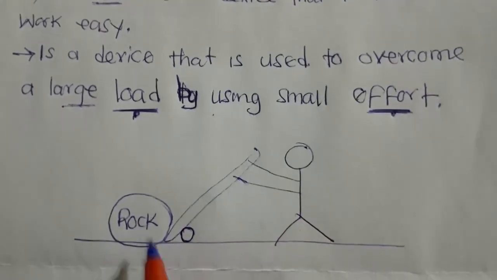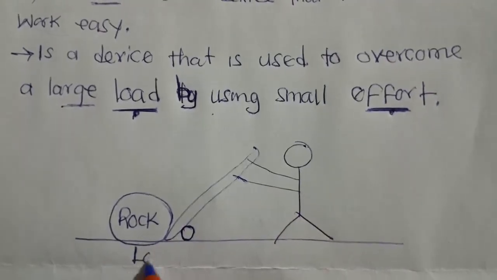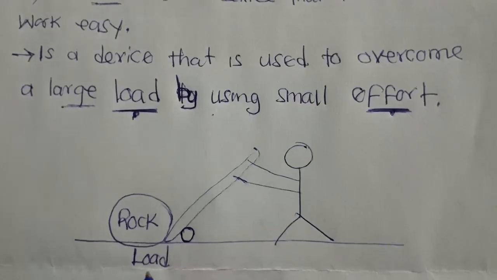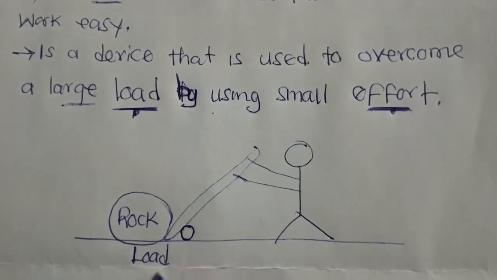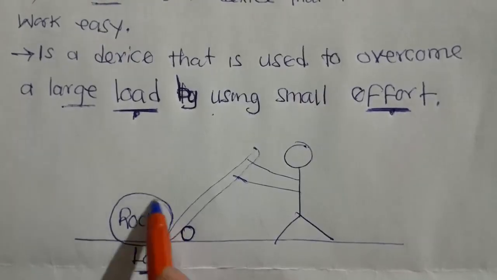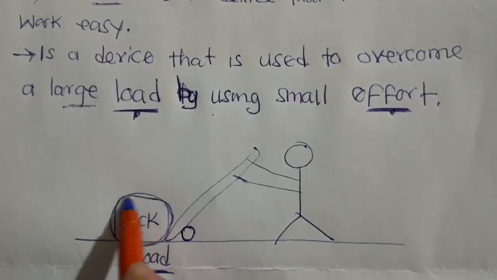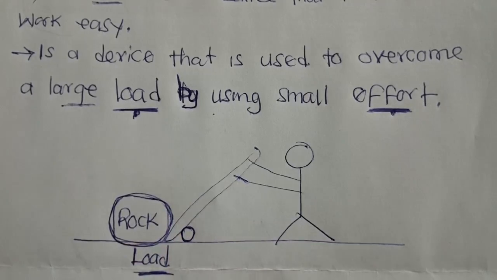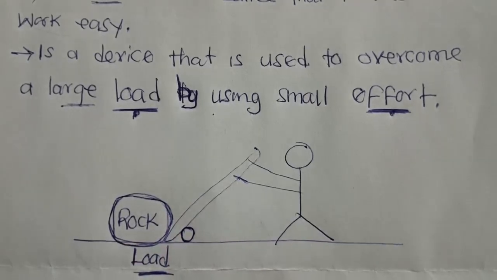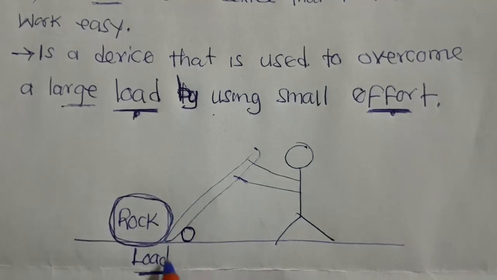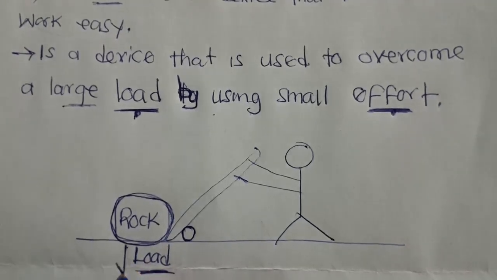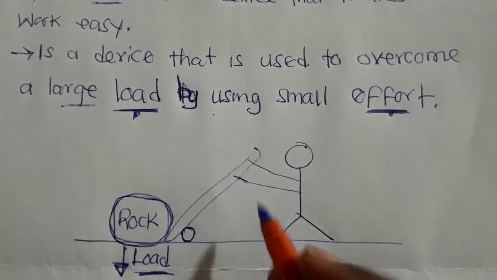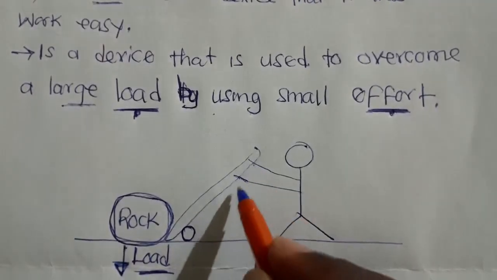The lock here is called a load. L-O-A-D. This is called a load. The lock is called the what? The load. Let's say if it is a luggage, that is a load. And then where is the effort? If this is the load here, then here, this is where we have the effort.